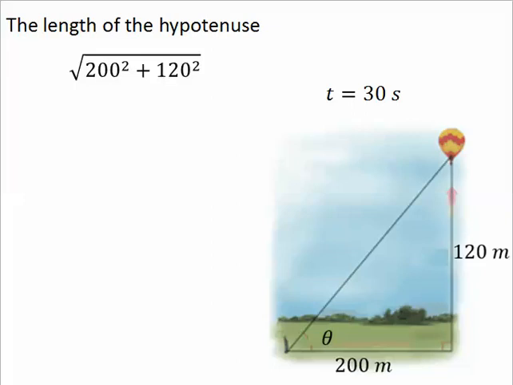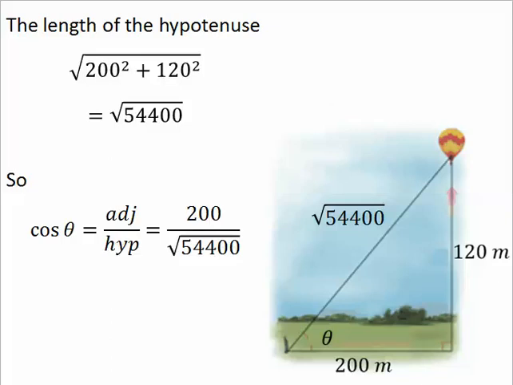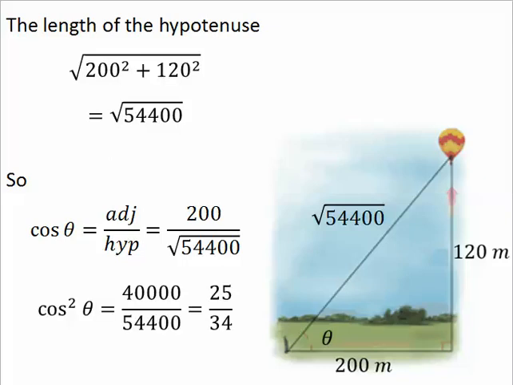The length of the hypotenuse is the square root of the sum of the squares of the legs. And so the length of the hypotenuse is the square root of 54,400. Now I'm not going to simplify this, and you'll see why. Cosine theta is therefore 200 over that value, and cosine squared is then 25 over 34. So you see that not much would be gained by simplifying that radical, because I'm just going to square it anyway.